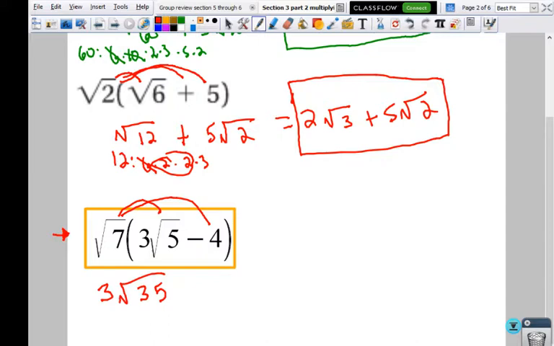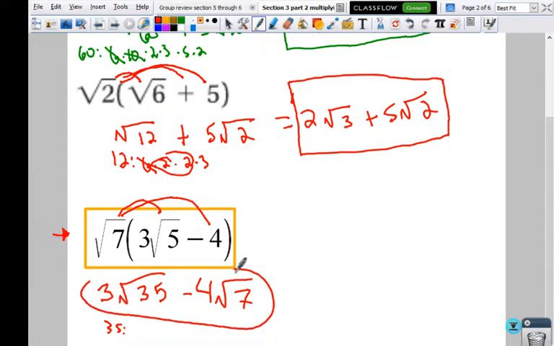So, alright, let's go through this one. Ira, what do you get when you do the second part right here? Negative 4 square root 7, right? Okay. And then we'd have to go through and try to simplify this 35. But can you split up 35? I mean, you can, but nothing gets kicked out, right? 5 times 7. So this is my final answer, because I can't do anything else. That's it. 3 square root 35 minus 4 square root 7.